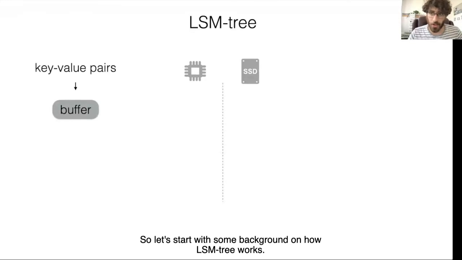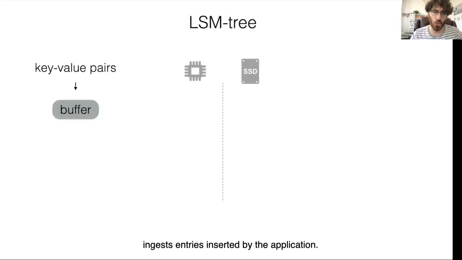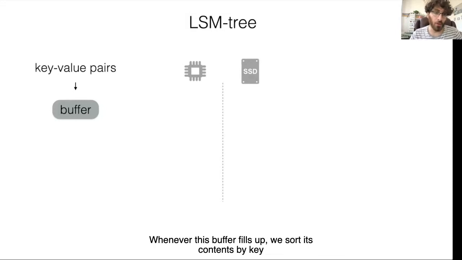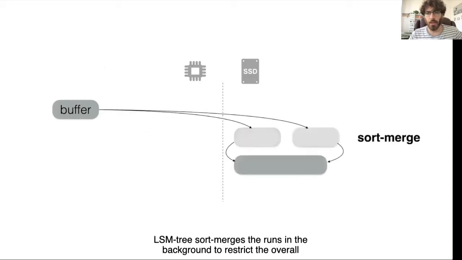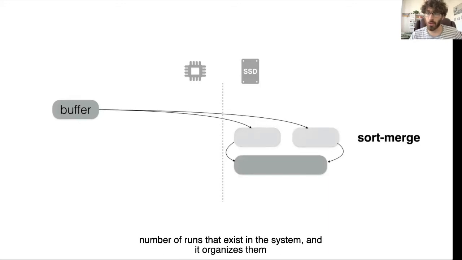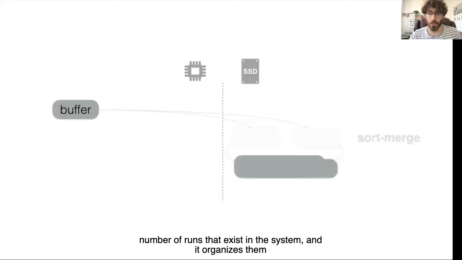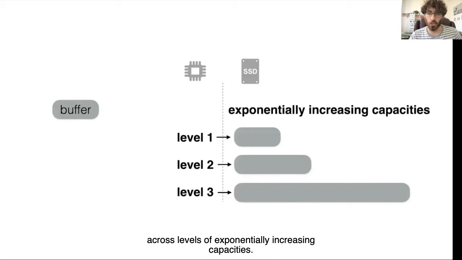So let's start with some background on how LSM tree works. LSM tree consists of a buffer in main memory that ingests entries inserted by the application. Whenever this buffer fills up, we sort its contents by key and flush it to storage as a sorted array called a run. LSM tree sort merges the runs in the background to restrict the overall number of runs that exist in the system, and it organizes them across levels of exponentially increasing capacities.